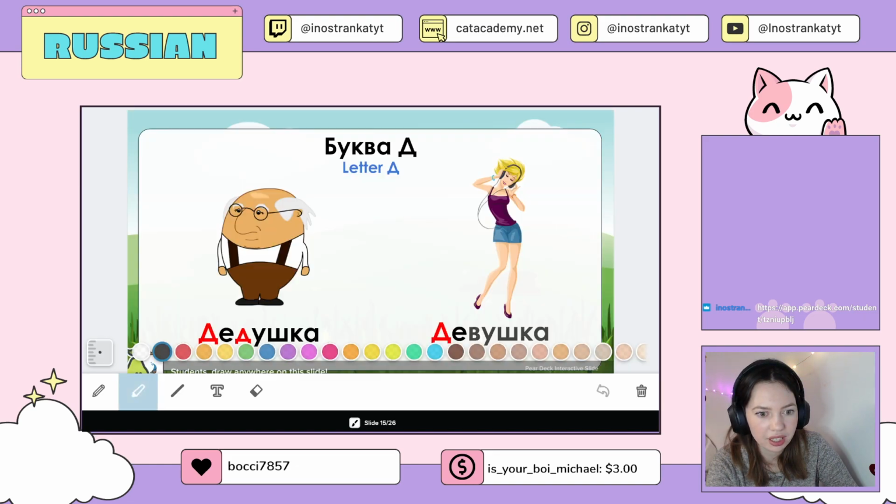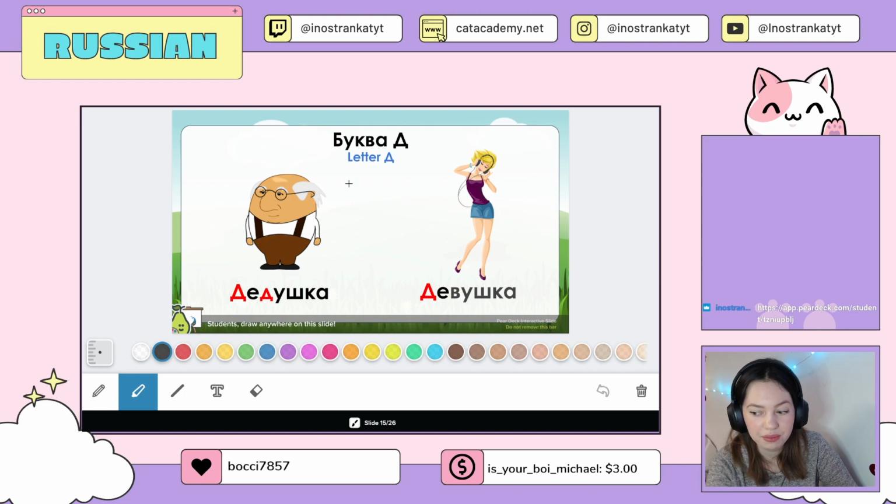So we're going to look at these two words closely. Both begin with de and de, and both end with ushka and ushka. The only difference is the third letter. We have d, dedushka, and here we have bukva v, девушка. And the stress is also on the same syllable, the first. Dedushka, девушка.